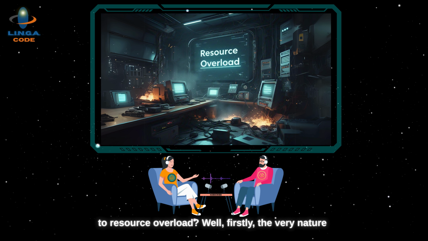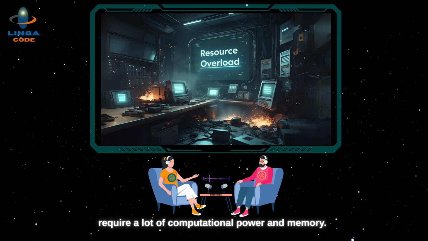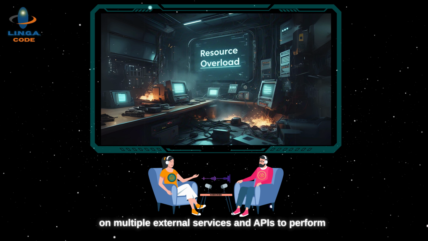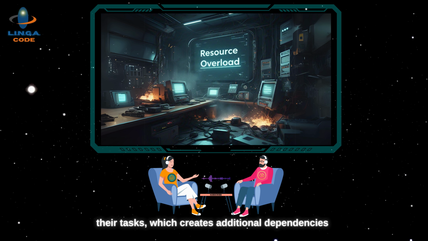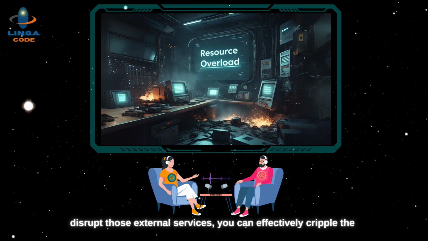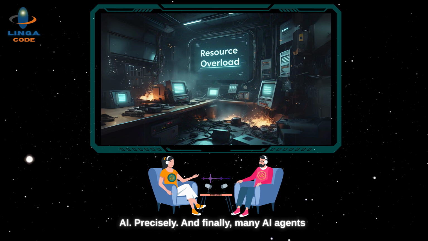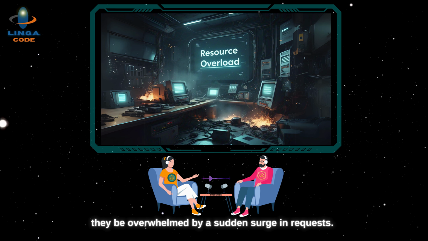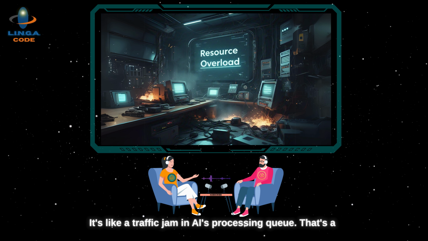Well, firstly, the very nature of AI inference, especially with deep learning models, can require a lot of computational power and memory. And then there's the fact that AI agents often rely on multiple external services and APIs to perform their tasks, which creates additional dependencies and potential points of failure. So if you can disrupt those external services, you can effectively cripple the AI. Precisely. And finally, many AI agents are designed to handle concurrent processing demands, which means they can be overwhelmed by a sudden surge in requests. It's like a traffic jam in the AI's processing queue.